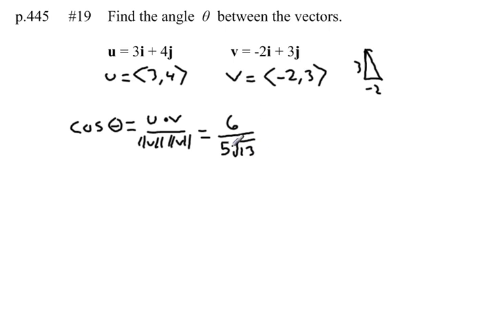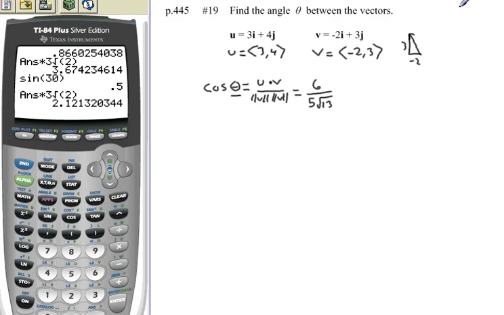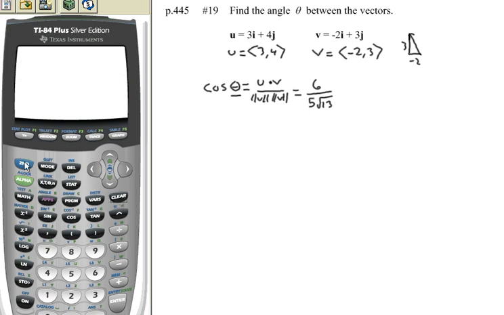Now, some people will rationalize this denominator, try to write it in a different form. We don't need to do that, because take a look at this. What we're really finding is theta. We're given the cosine of theta equals this value. So it doesn't matter how we write this value, it's going to be a strange decimal. To solve for theta, we're going to take the inverse cosine of both sides. So let's get our calculators out. And what I want to find is the inverse cosine of 6 over 5 times the square root of 13.